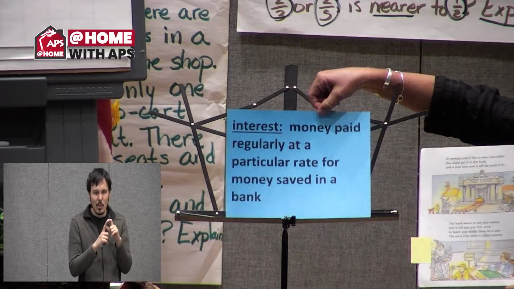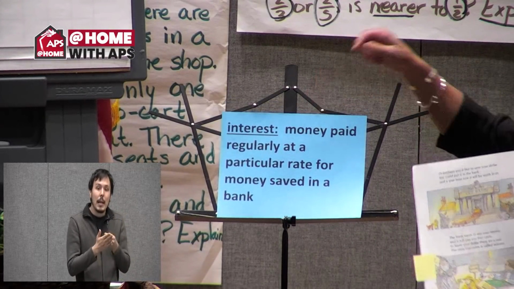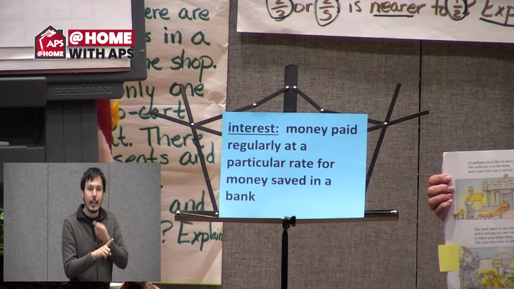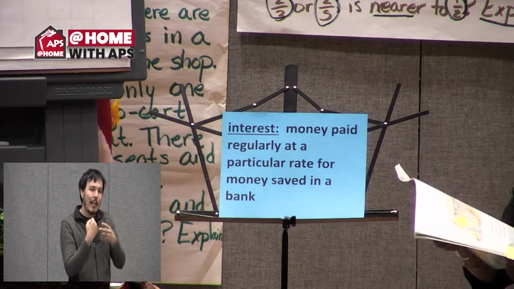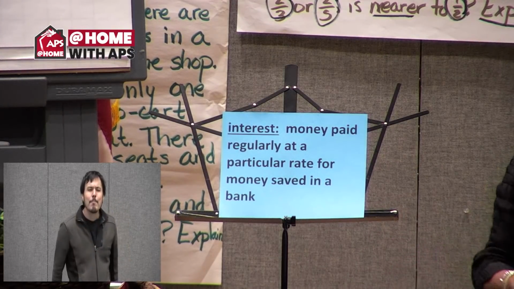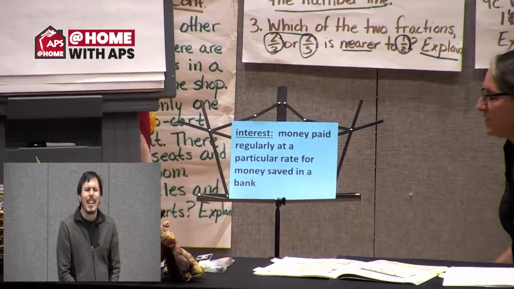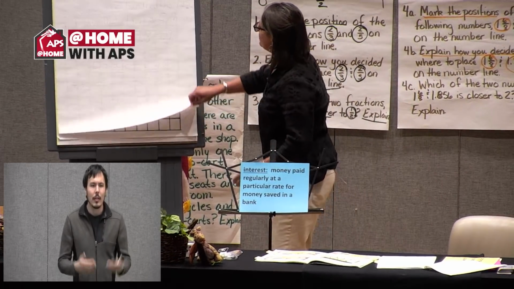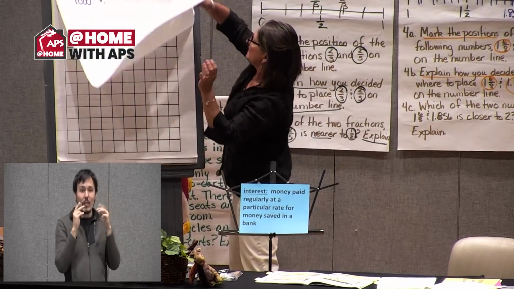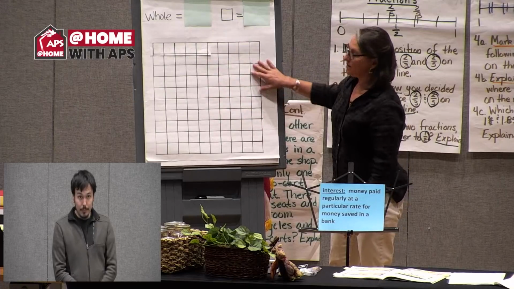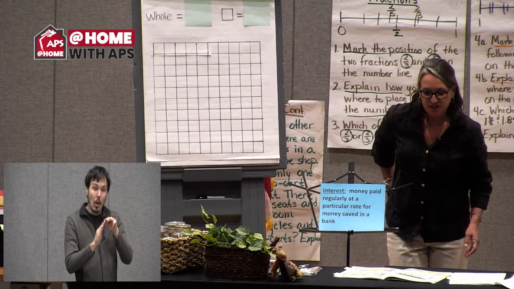Interest is money paid regularly at a particular rate for money that is saved in a bank. We're going to think a little more about interest now. So, let's talk about how that works. We're going to go ahead and use a visual model to help us think about this. So, this is going to be a model of our dollar.